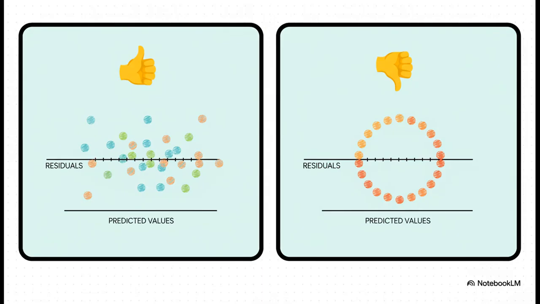And what we do is we plot all those little leftovers. What you want to see is, well, nothing. A beautiful, random, boring mess of dots. That's a great sign. It means our straight line model did a good job. But if you see a leftover pattern, like a curve, that's a huge red flag telling you that a linear model was the wrong tool for this mystery.